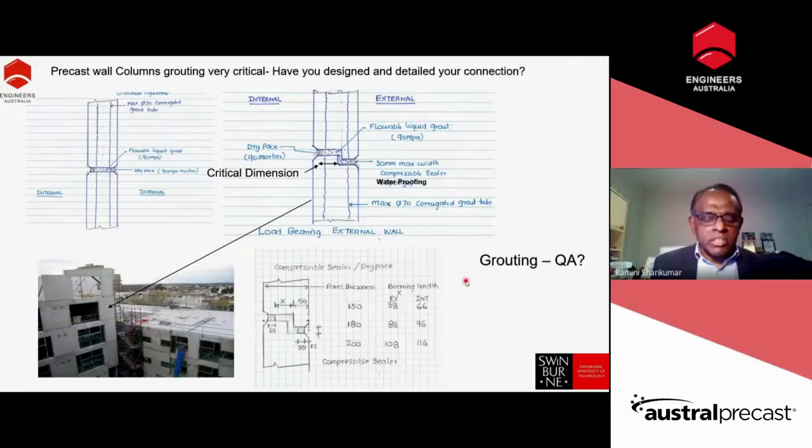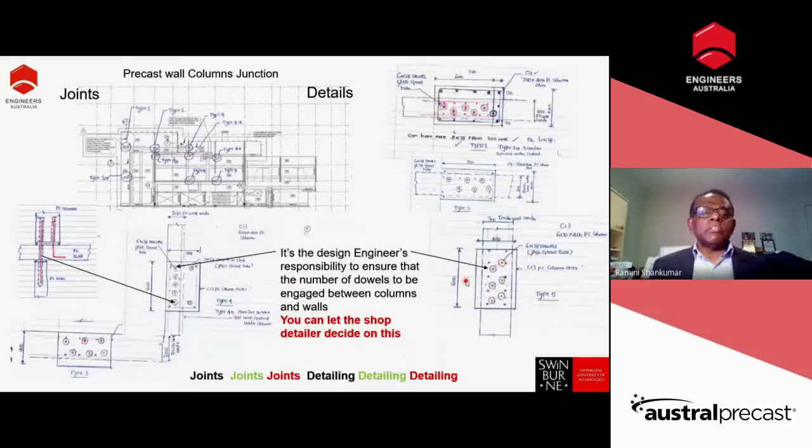The next one, we have to concentrate on joints. Every single joint is very important. Look at this one, right? You have a precast one below and a precast column above, precast wall and a column. How many dowel bars has to go into the column and the precast wall?